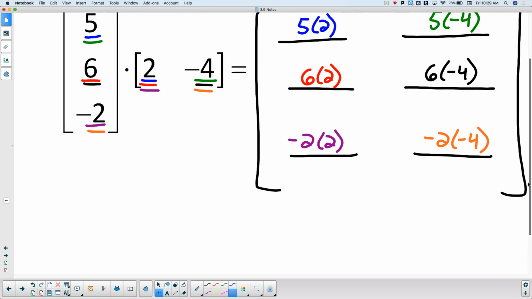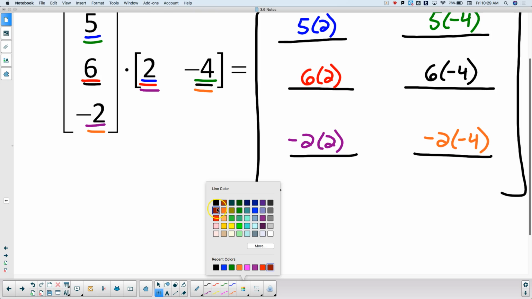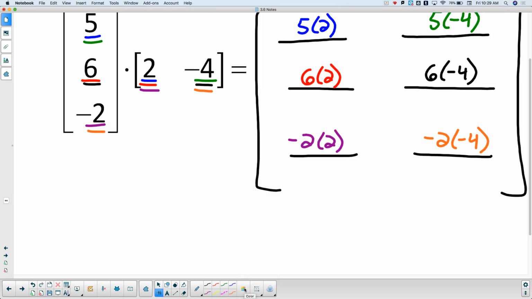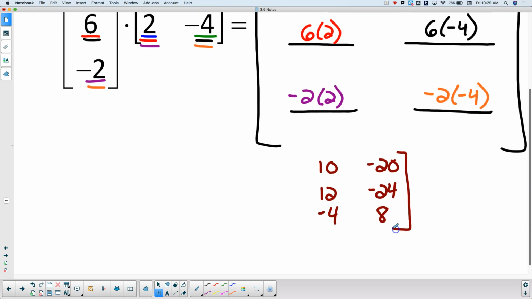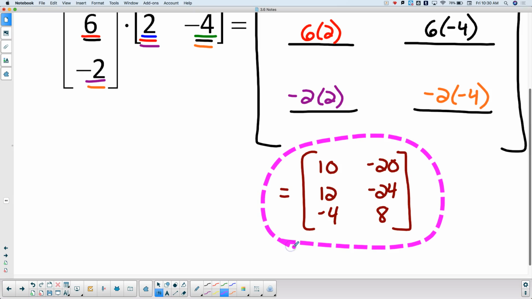So that's going to give me, we can jump right into the answer because we don't have to do any adding. That's going to give me the 3 by 2 matrix of 10, negative 20, 12, negative 24, negative 4, and positive 8. Agree?